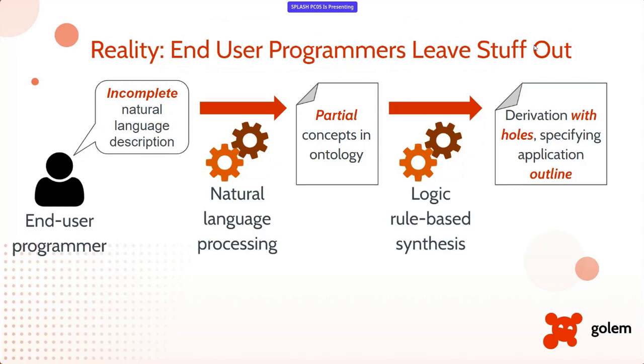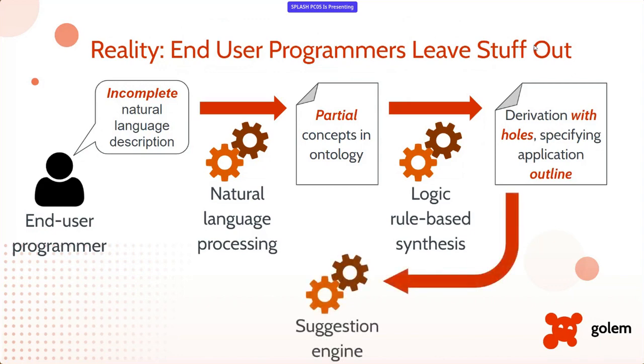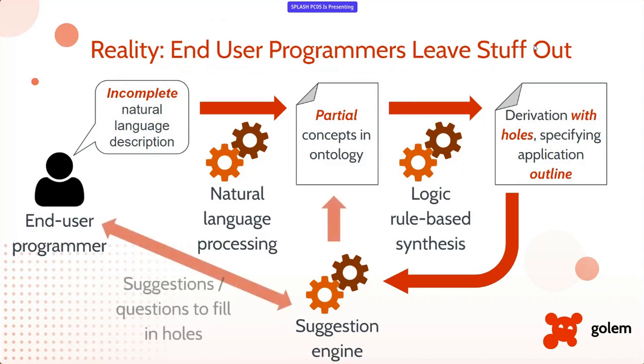And so our strategy here is to produce a derivation, but it may have holes in it representing that missing information. And so the conclusion of that derivation is really the outline of an application, but we still need to fill some things in. So what we do is we pass this derivation to a suggestion engine, which then makes perhaps suggestions to the end user about how to fill these things in.